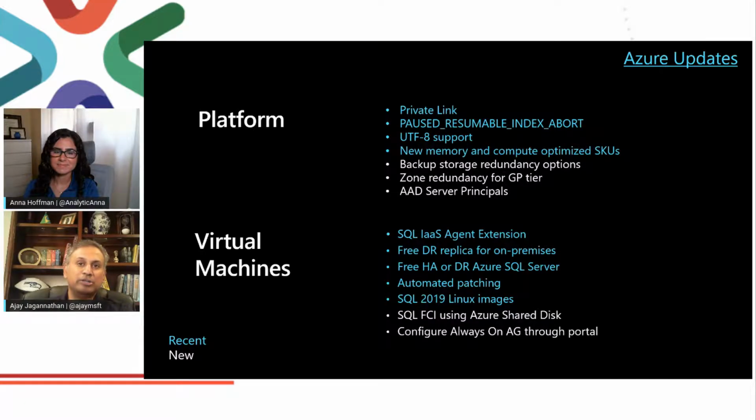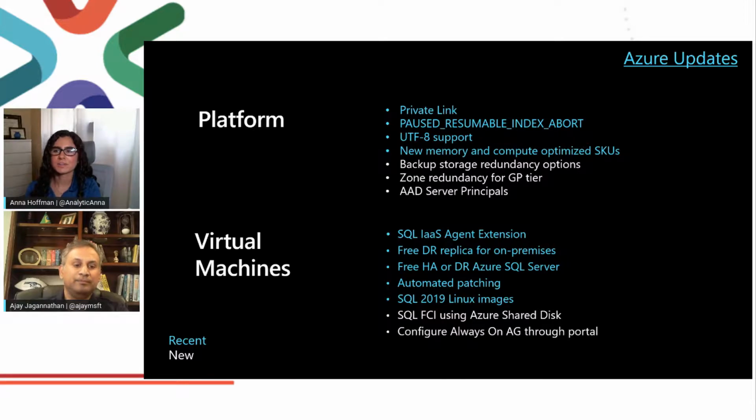So you get 2 additional replicas for every primary replica that you have, 3 for the price of 1. If you're doing failover clustering, now you have Azure shared disk support. And finally, we have simplified the always-on deployment experience through a new portal blade.